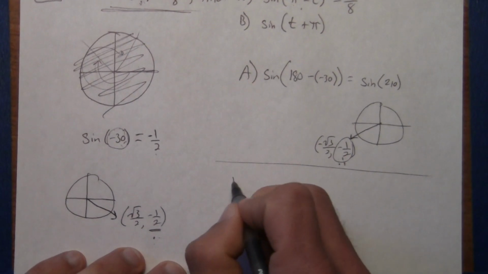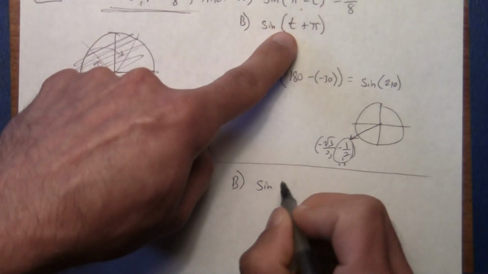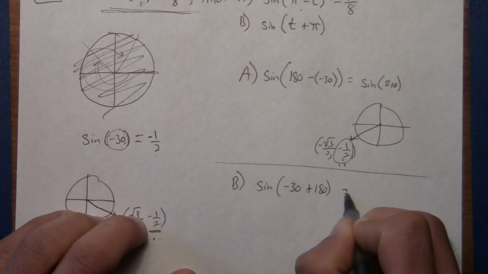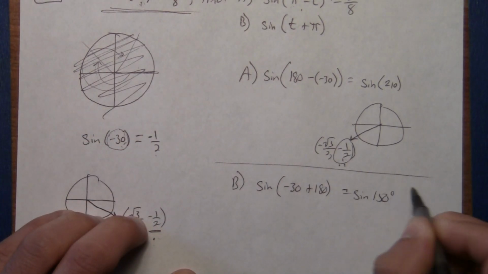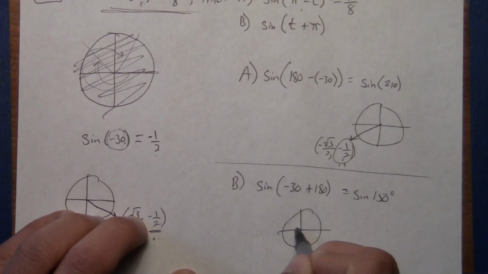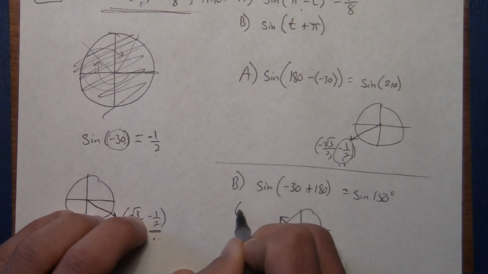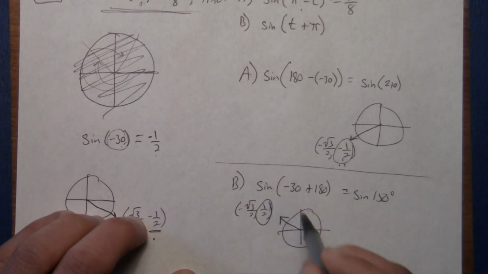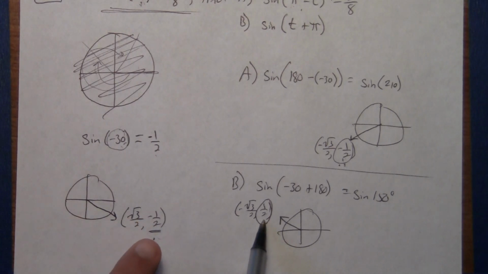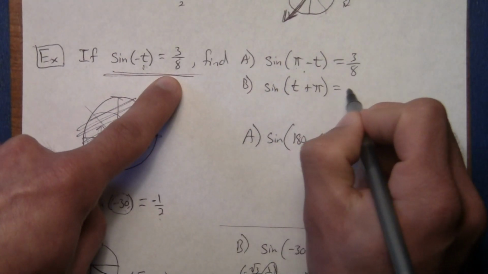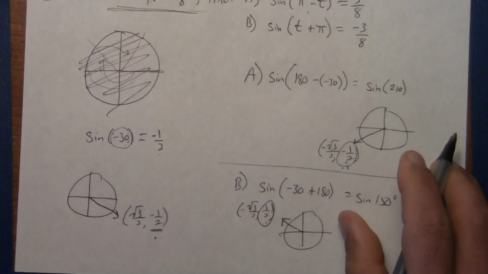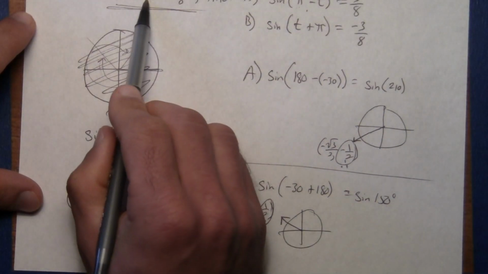Alright, so now let's think about doing that for letter B. If I say t is negative 30, that's negative 30 plus pi, or 180. Well, that's actually the sine of 150 degrees. So I draw my little circle, and 150 degrees I know is over here. This is negative square root of 3 over 2, positive 1/2. They want the y value. It's positive 1/2. What was it originally? Negative 1/2. So what do you think is going to happen up here? The sine's going to change. It's negative 3/8.